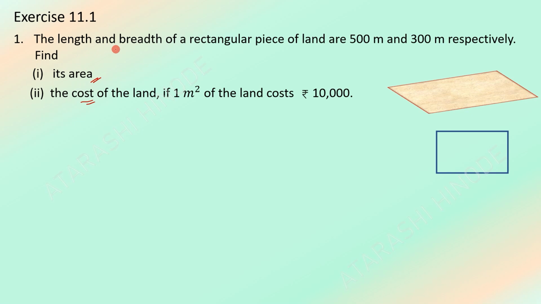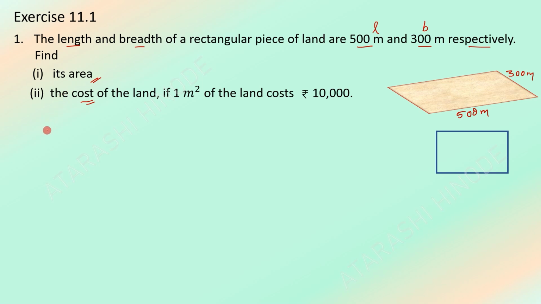Here length and breadth of the land are 500 meter and 300 meter respectively. Respectively means in the order given. Here first is length and then breadth. So 500 is the length and 300 is the breadth. So here length is 500 meter and breadth is 300 meter.